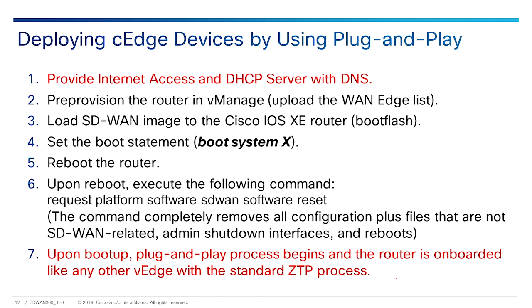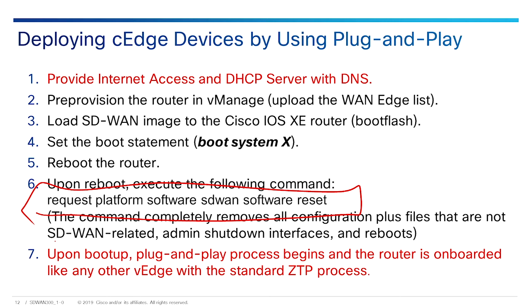All right. So again, we have to provide internet access via DHCP and with DNS. We pre-provision the router in vManage with the uploading of the WAN list. We load the SD-WAN image to the IOS router boot flash. Remember, we're going to have to boot up that device on the new image. Set that boot statement so it reboots. And then we're going to execute the command that requests platform software SD-WAN software reset so that we turn the router into SD-WAN. Okay?